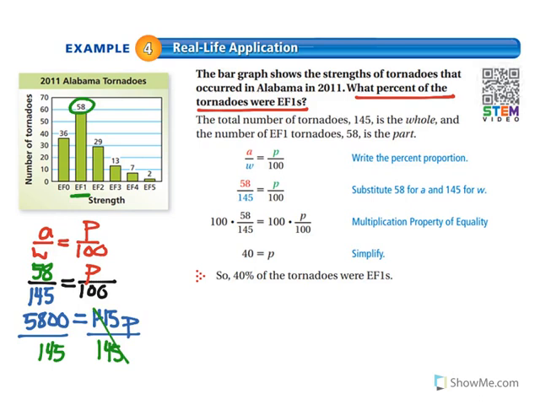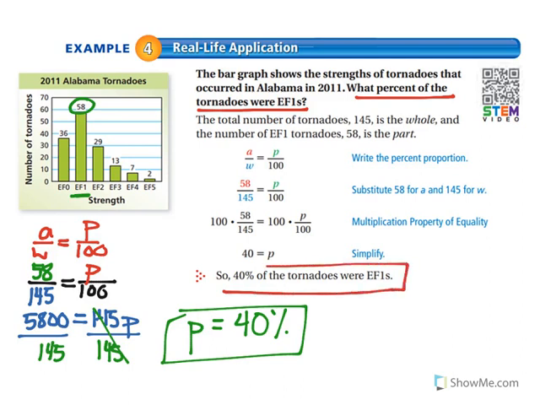And we find out that P equals 40. And that would be 40%. So, in conclusion, 40% of tornadoes were EF1s. That's how you'd want to write this in a complete sentence, since this is a word problem.